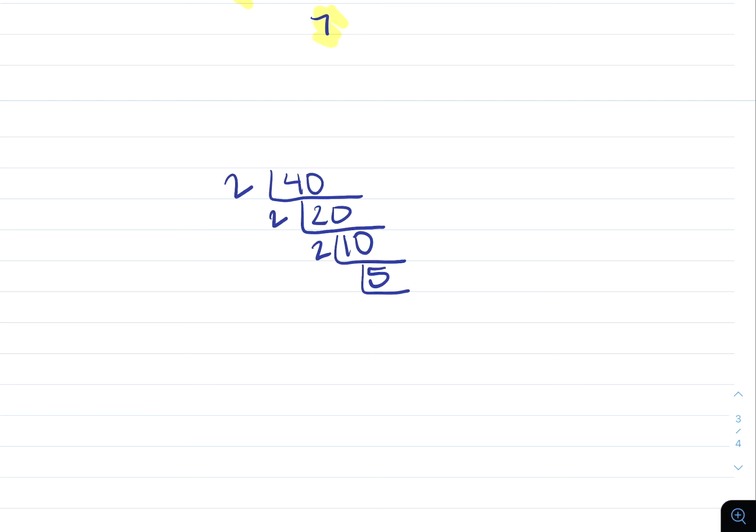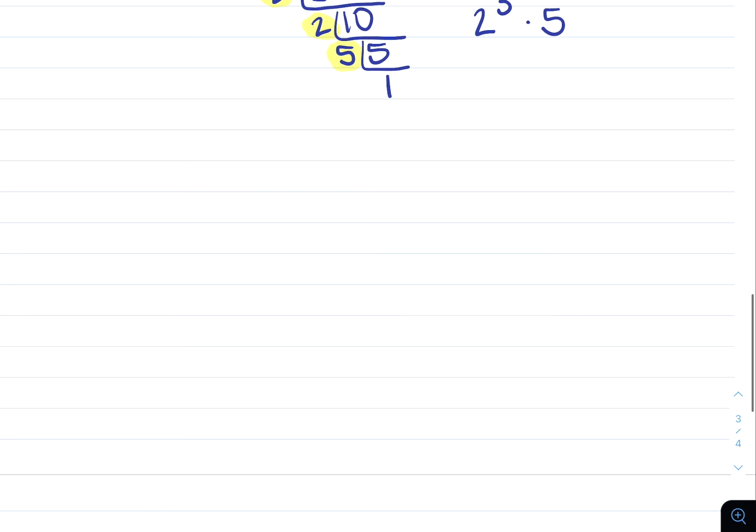And 5 is a prime number. For this example, I like to take it all the way down to where the only thing you're left with is that 1. So then we have our 2 times 2 times 2 times 5. And let's write it out those 2 different ways again. 2 times 2 times 2 times 5, or 2 raised to the third power times 5.